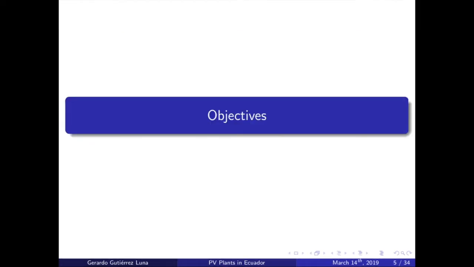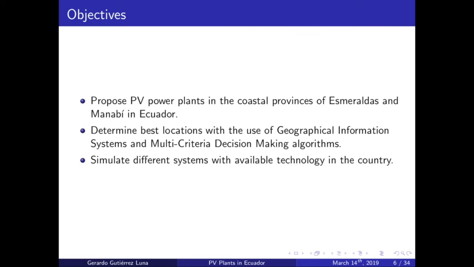The objectives of the research were to propose photovoltaic power plants in the coastal provinces of Esmeraldas and Manabí, to determine the best locations with the use of geographical information systems and multi-criteria decision-making algorithms, and to simulate different systems with the available technology in the country.